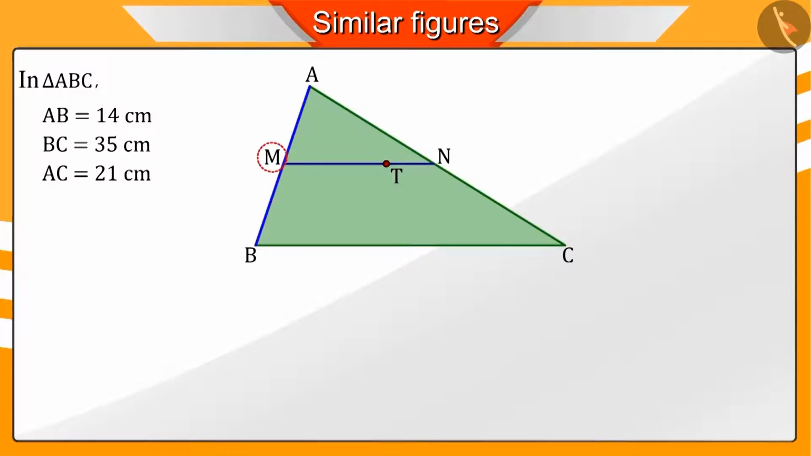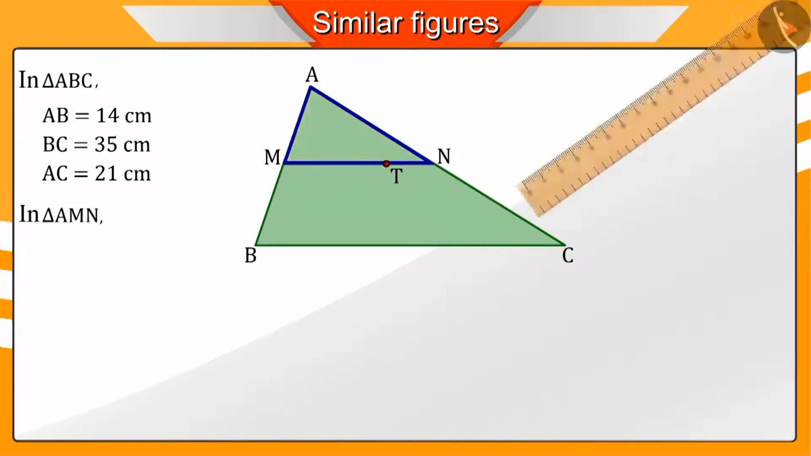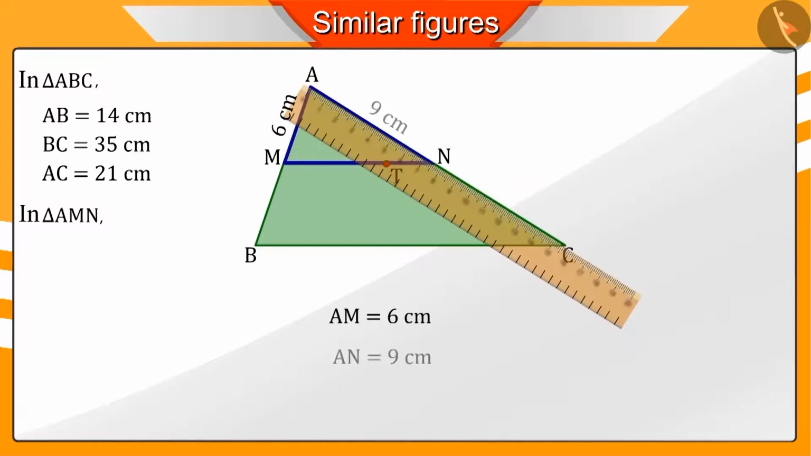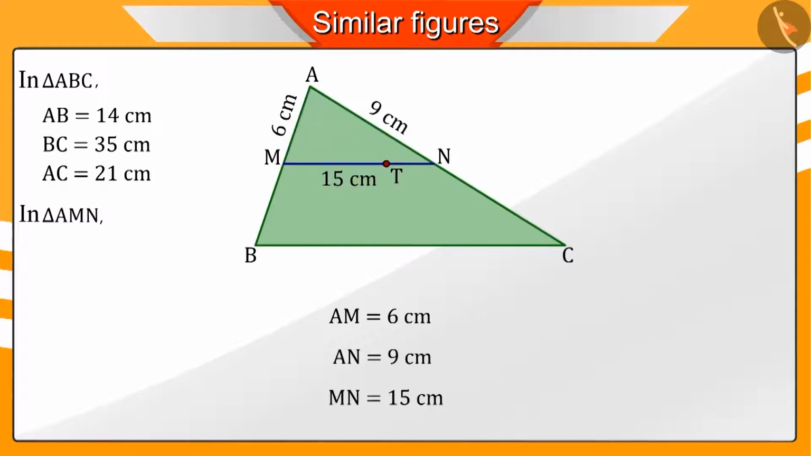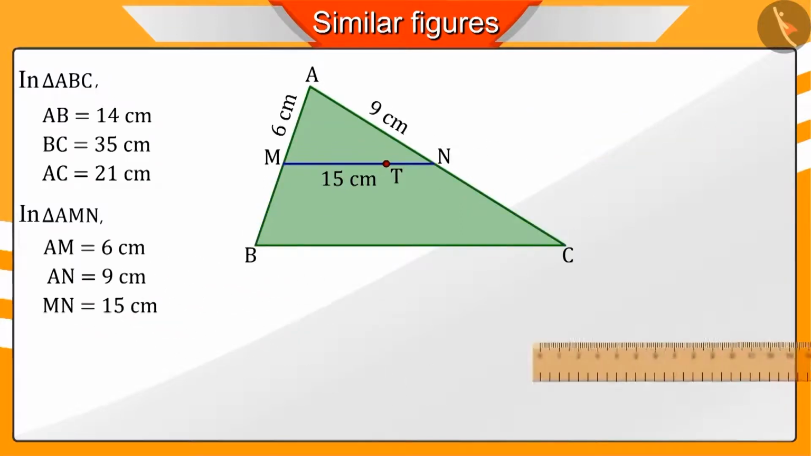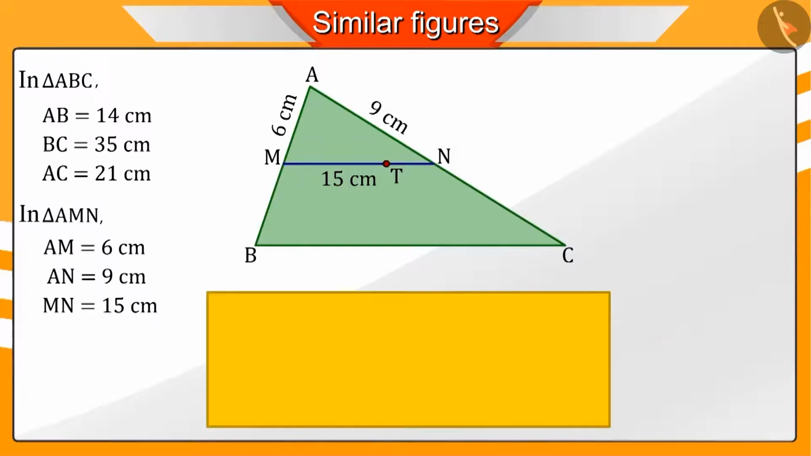And point M divides the side AB into two parts AM and MB. And point N divides the side AC into two parts AN and NC. As you can see, here we get a new triangle AMN. If we measure the sides of triangle AMN, AM measures 6 centimeters, AN measures 9, and MN measures 15 centimeters. Can you comment on the sides AB and AC? Can you find the length of sides MB and NC? This can be done with the help of a scale, or in this manner as well.